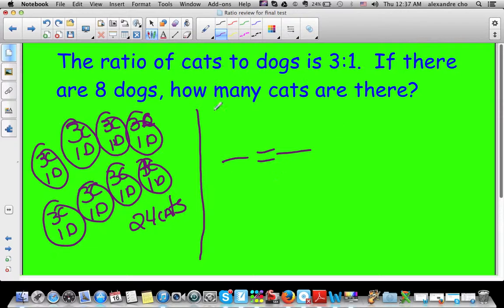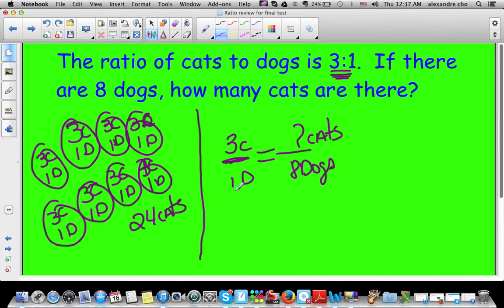All right, so what do we have here? If there are 8 dogs, okay, so let me write 8 dogs over here. I want to know how many cats are on top. Well, the other numbers that we can use here is the ratio that we're given. And this time we can use that ratio. So cats to dogs is 3, so cats is 3. So every time I have 3 cats, I have 1 dog.